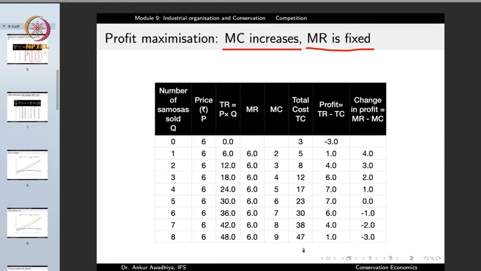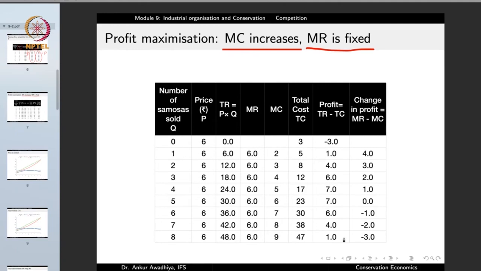Now, profit is defined as total revenue minus total cost. So we are taking this total revenue minus total cost. So 0 minus 3 is minus 3 rupees. 6 minus 5 is 1. 12 minus 8 is 4. 18 minus 12 is 6, and so on.